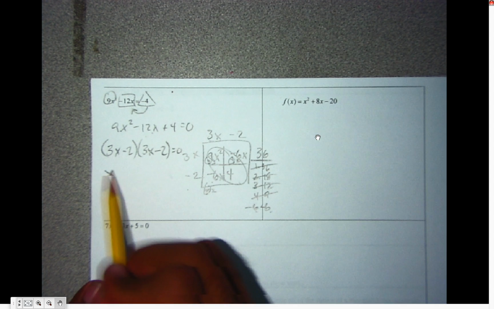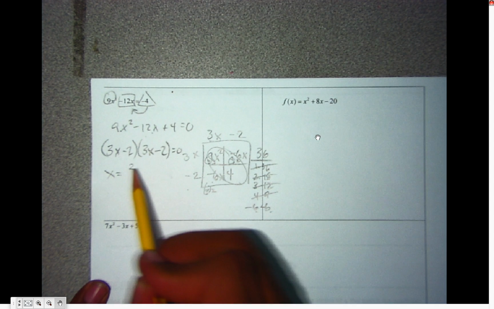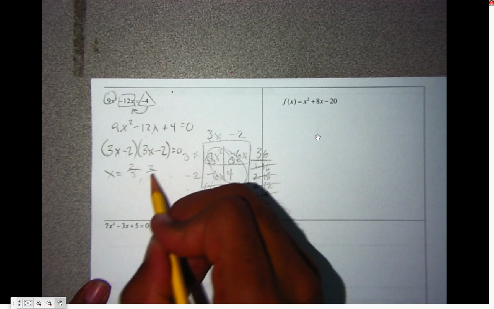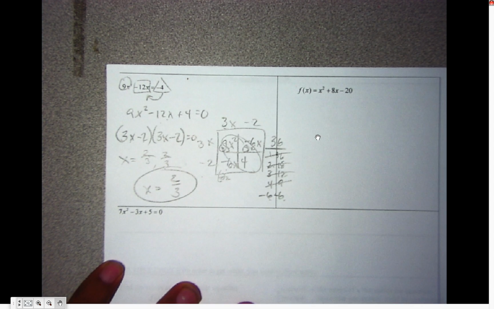So the first answer is going to be positive 2, because that's minus, over 3. And again, positive 2 over 3. But guess what? They're the same number. So you only need to write it one time if you have the same number. Okay? Don't write it twice.